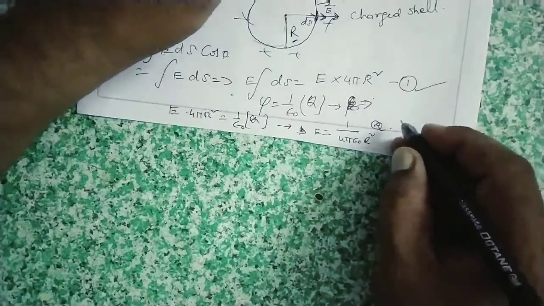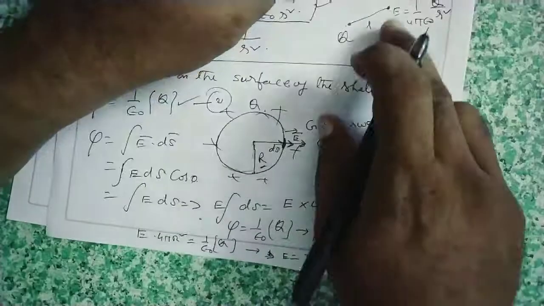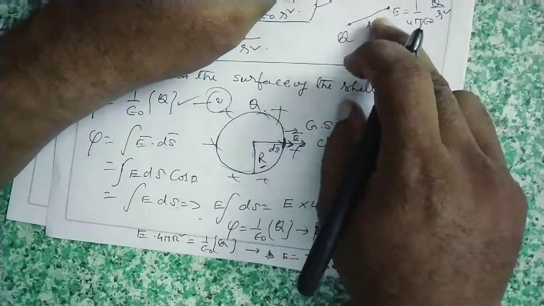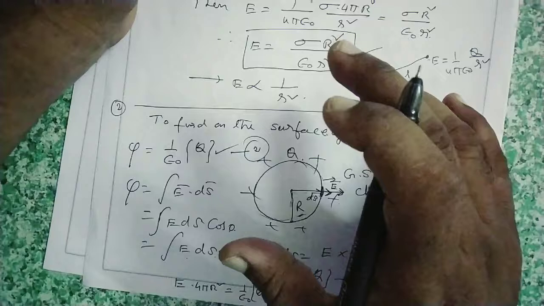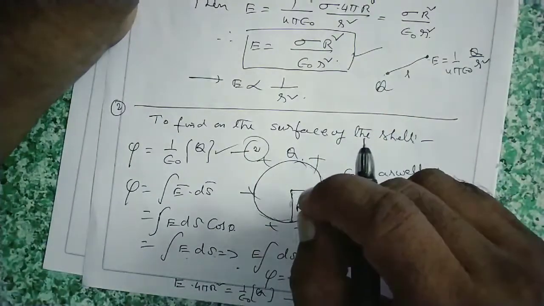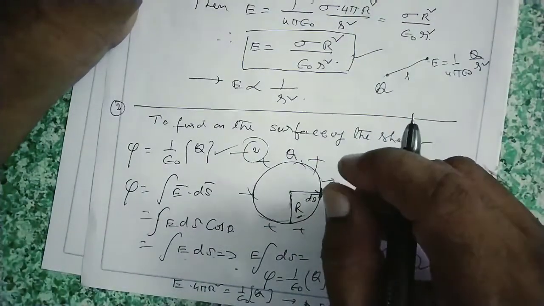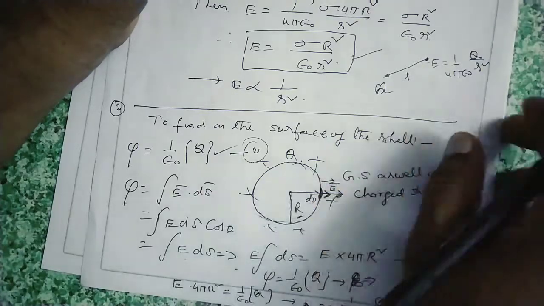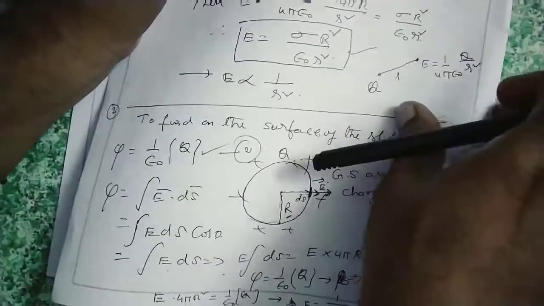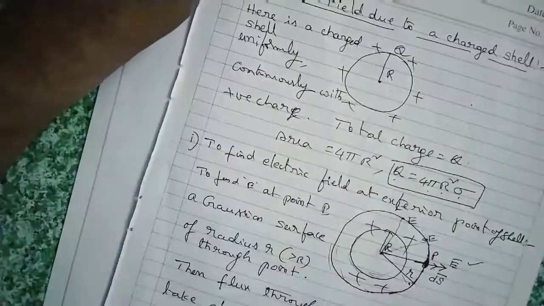So this is also like the electric field due to a single point charge. That is why the charged shell behaves as if it is a point charge placed at the center while establishing electric field on the surface and at outside. Next we have to find how much the electric field intensity is inside.